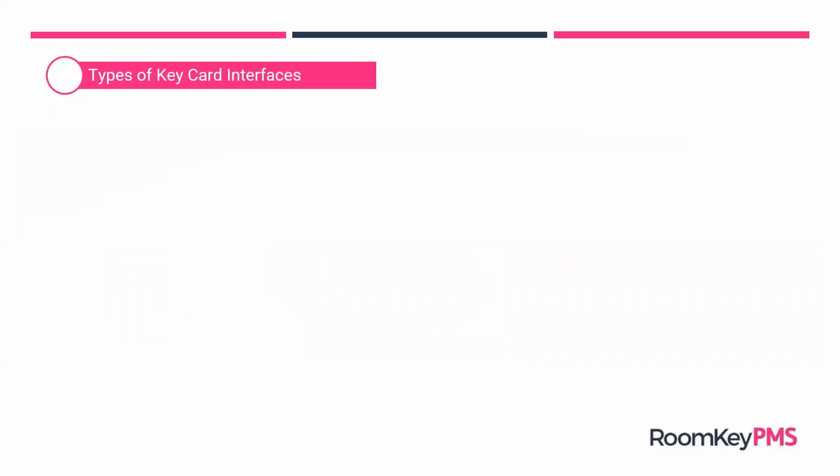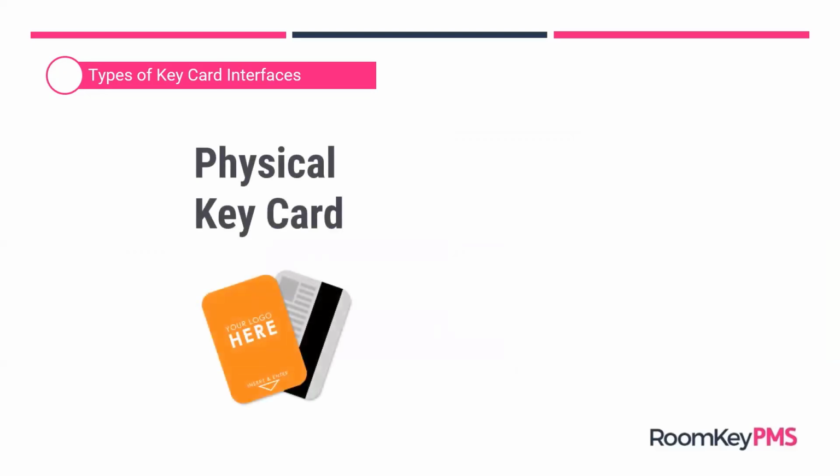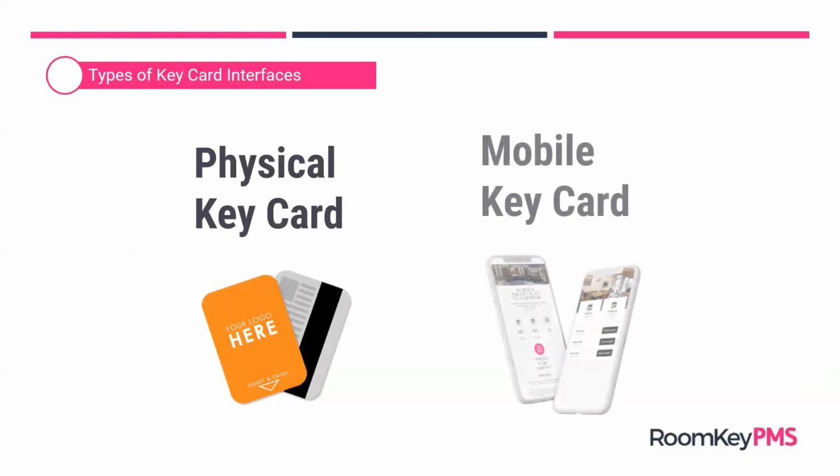So we have a couple of different types of keycard interfaces that work with RoomKey. The first one here is our physical key cards. These are the most common that we work with. They could be proximity keys that the guest can wave in front of the door lock, or they could be a swipe or MagTech key card that the guest actually swipes through the door lock.